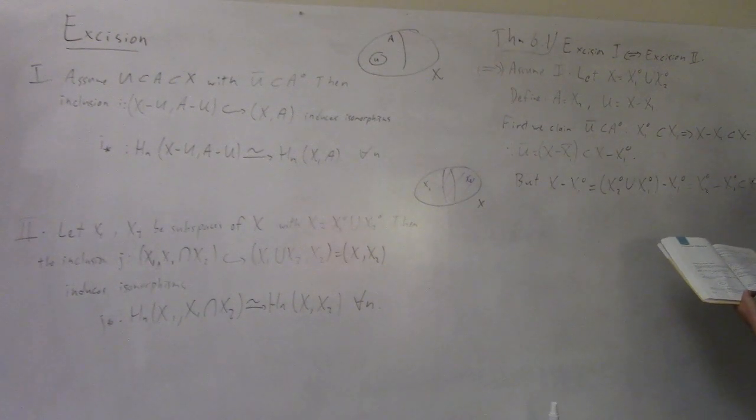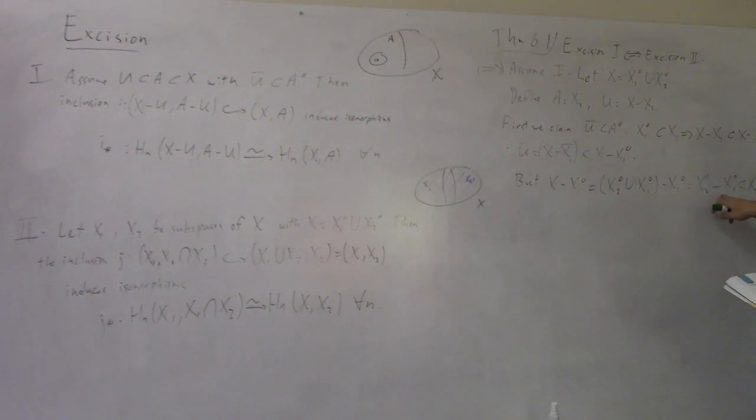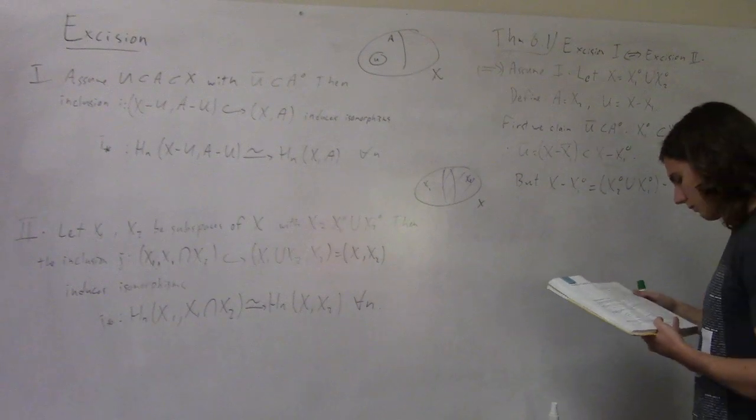Which is a subset of x2. Just take a complement of this, which is a subset of x2, but since A is x2, then the interior of A is equal to the interior of x2.